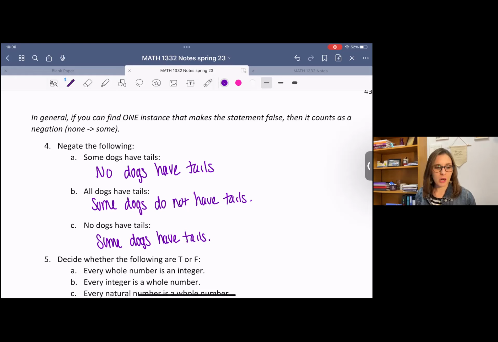And then for part B, all dogs have tails. You could say some dogs do not have tails, or you could say not all dogs have tails. Both those would be okay. Last one, no dogs have tails. You could say some dogs do have tails.